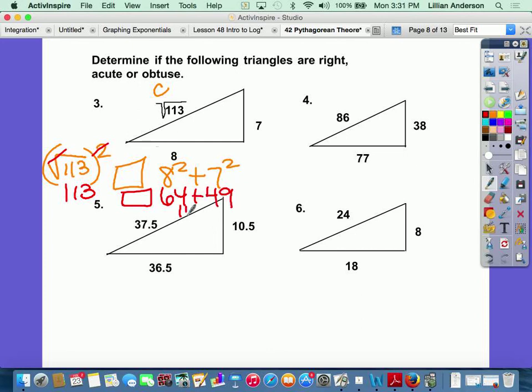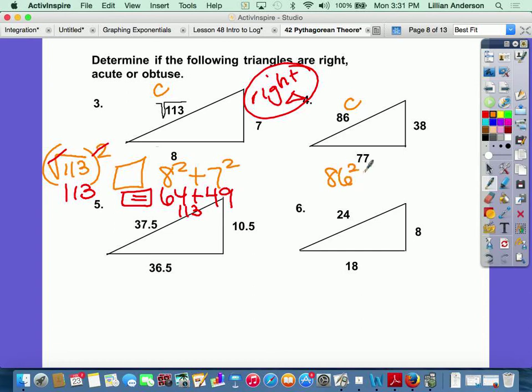And when I add them, I do indeed get 113. So they're equal. And because they're equal, I know I have a right triangle because it actually satisfies the Pythagorean theorem. Now over here for the next one, my longest side is 86, so that's going to be my c.